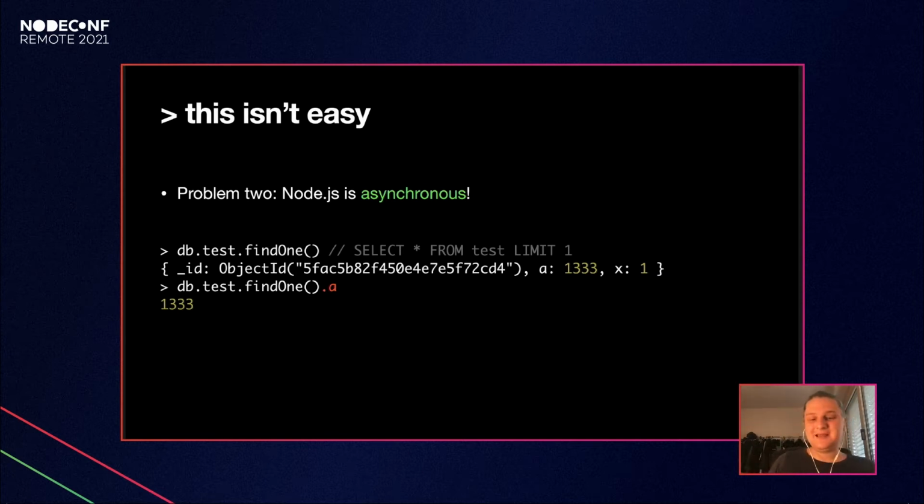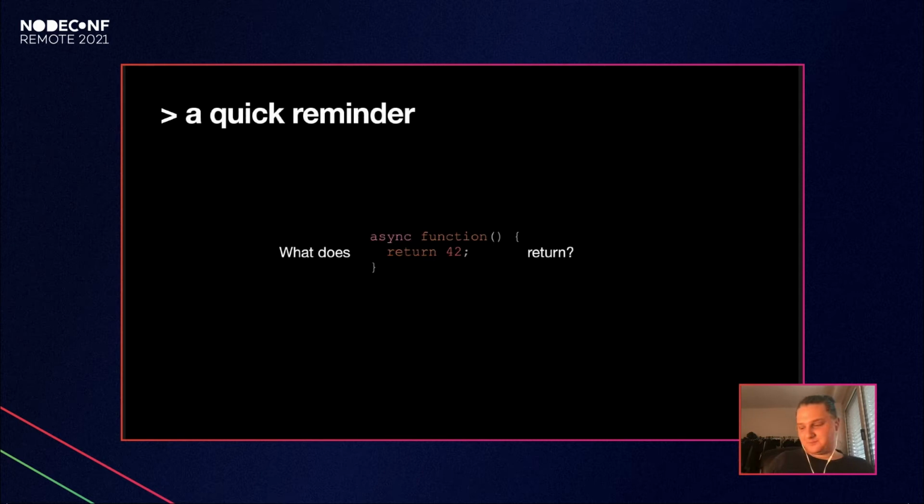Well, let's jump to the solution for this. First, two quick reminders. One, what does this function return? Async function, return 42. I think most of you will know, but it does not return 42. It returns a promise that eventually resolves to 42. That distinction is going to matter in a second.